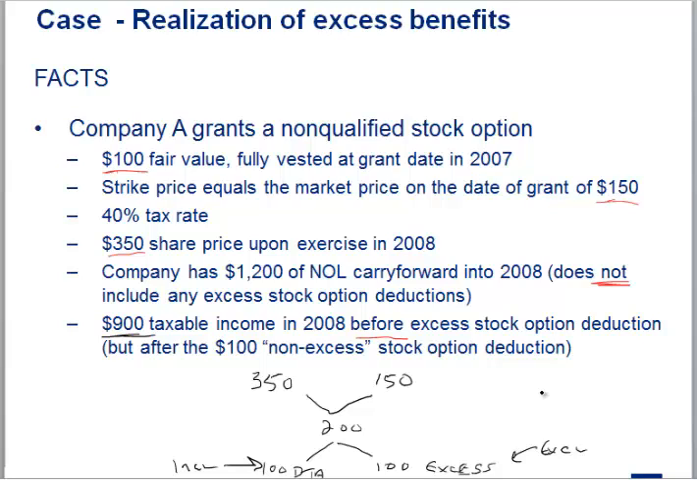Okay? All right, so I had a total deduction of 200, half is excess, half is not. I had a big NOL from the prior year, but otherwise this year I was profitable. Okay?